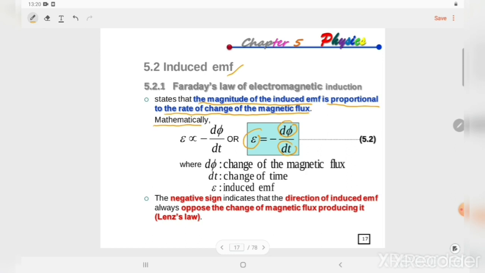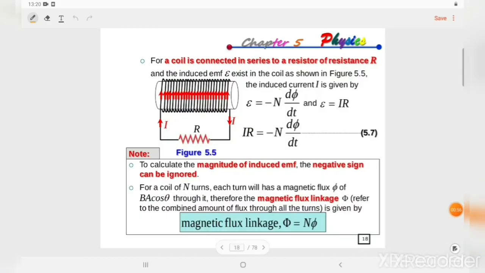And the negative sign in this formula indicates that the direction of induced EMF always opposes the change of magnetic flux producing it. And this is actually referred to as Lenz's law. Lenz's law is used to determine the direction of induced EMF, and Faraday's law is used to calculate the magnitude of the induced EMF.